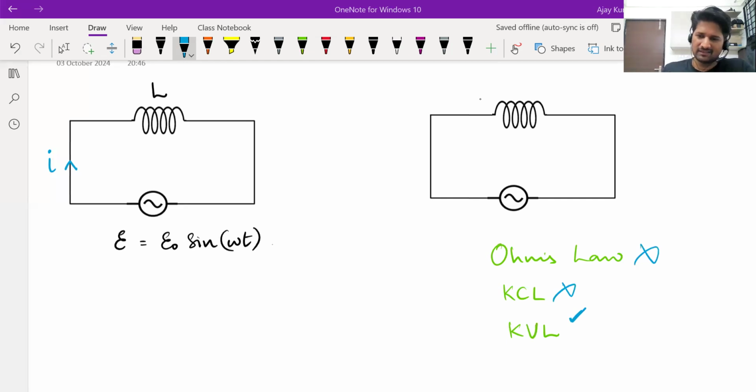KVL says that the algebraic sum of potential changes across all the elements or components in a loop is 0. Now in this loop, there are two components. One is the alternating EMF source and the other is the inductor. Let's choose one point to begin from and one direction to move along the loop. Let's move clockwise. The first element we come across is the inductor. Isha, tell me, how do we write potential change when moving across an inductor in the direction of current?